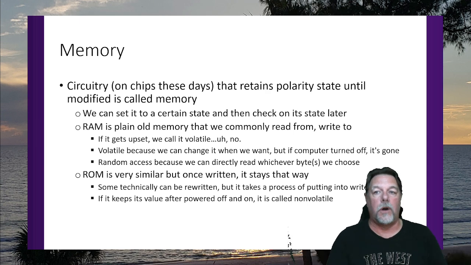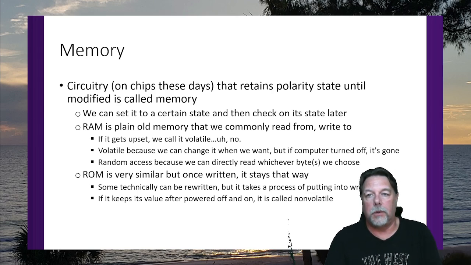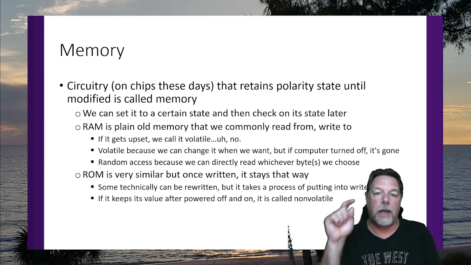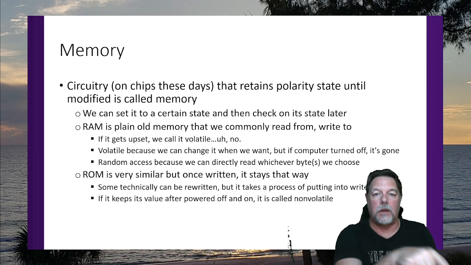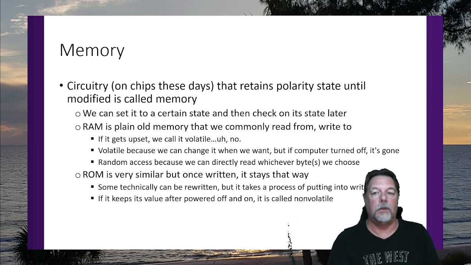So volatile random access memory is just our plain old memory that we have in every one of our computers. They call it random access because I have, let's say, 4 gigabytes of RAM on my computer, and I can access any byte of that entire 4 gigabytes anytime I need to. So that's why we call it random access.